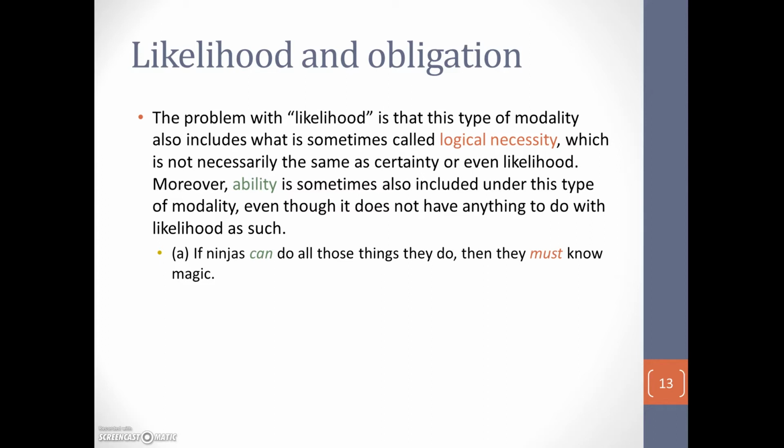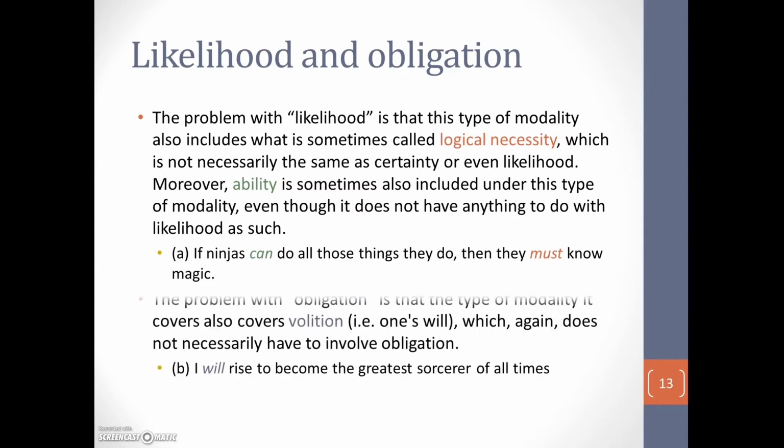So if we just look at example A here, if ninjas can do all those things they do, then they must know magic. So can in this instance obviously denotes their ability to be able to do something, right? Not the likelihood of them doing it, but their actual physical ability. And in the second part, they must know magic. It's a logical necessity, okay? We are deducing this based on the first part of the sentence. So again, it's not the likelihood of them knowing magic, yeah? But rather we're talking about logical necessity.